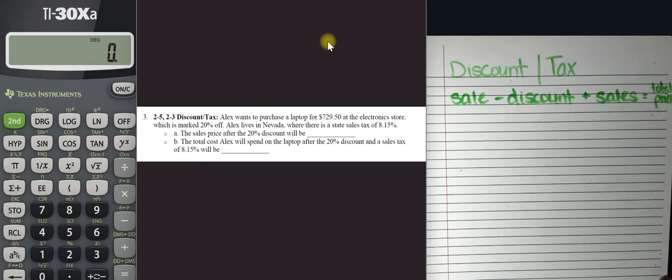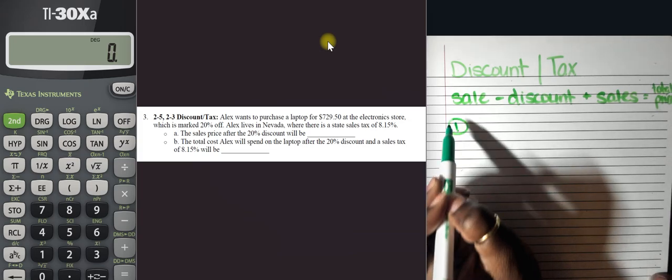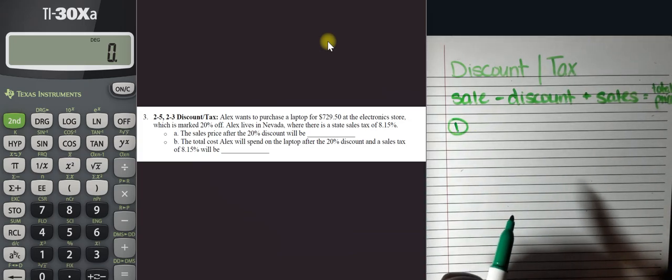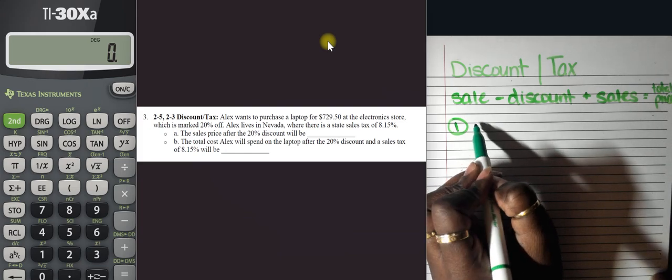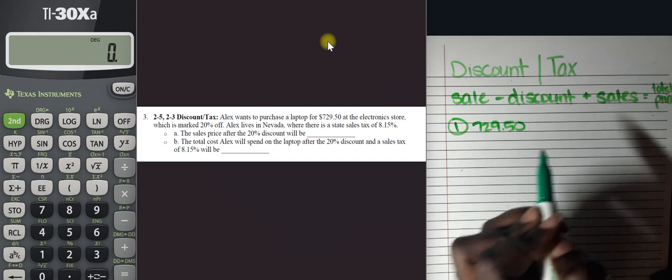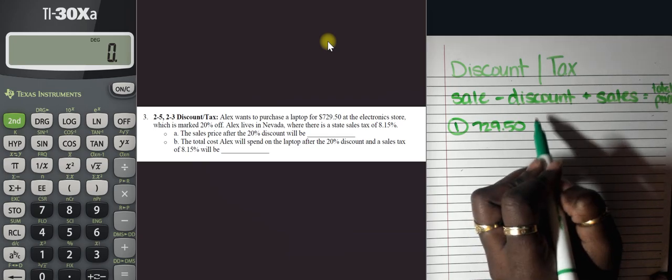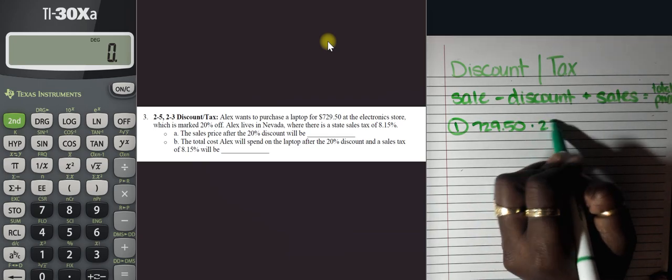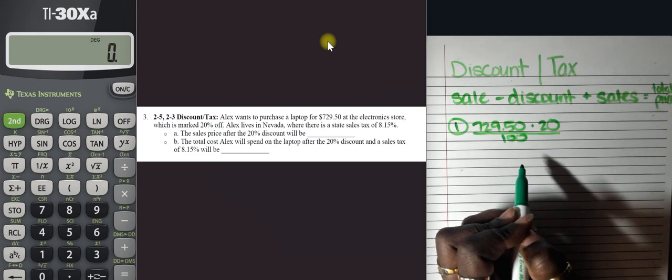All right. So I'm going to show you a couple of ways for us to find our discount, which we talked about in those lessons. The first thing that we could do is set it up as a fraction. So we could talk about the sale price, and we know that we need that first. The sale price currently is $729.50. We're going to multiply that by 20. And then remember, you're going to divide that by 100. So this is one way that we could solve for this.